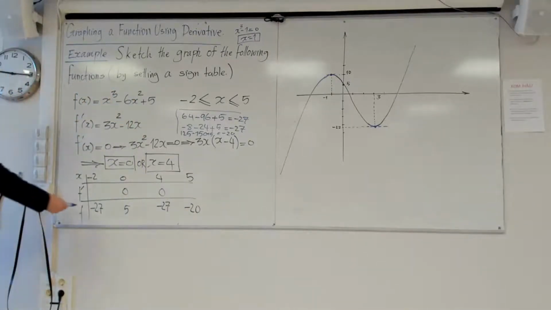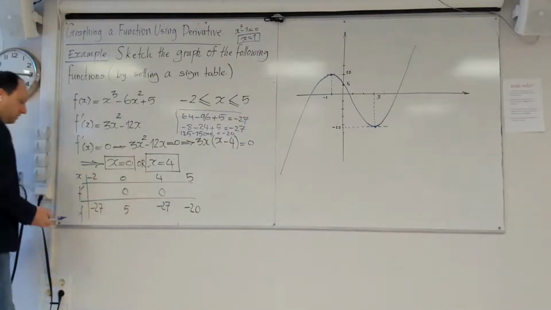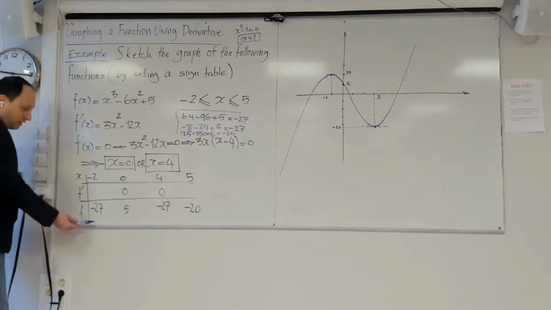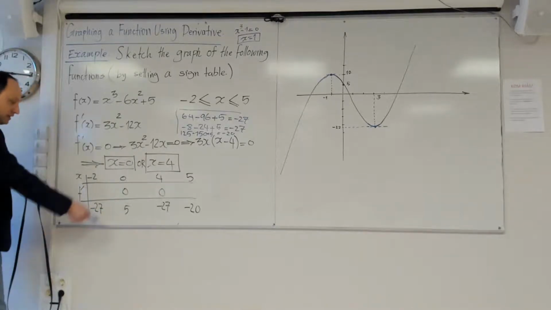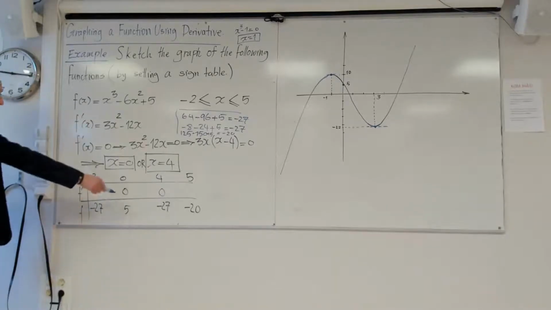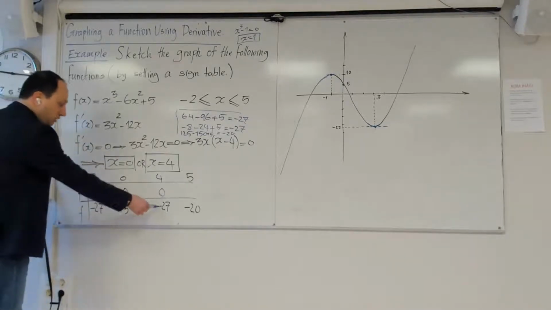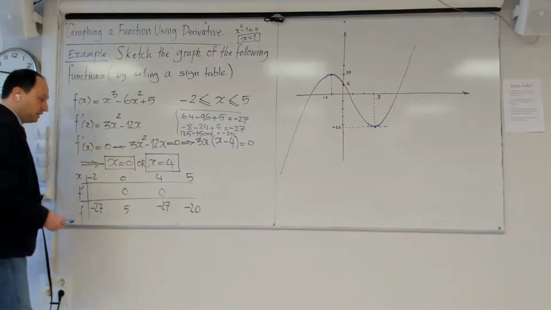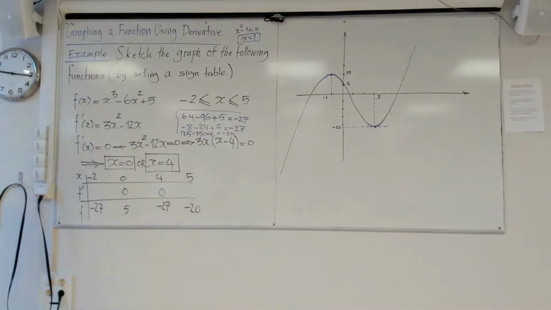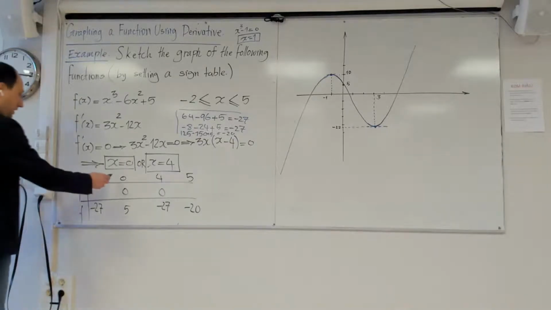Of course, you don't consider this as cheating, because I was at minus 27 and I have reached 5. It's clear that I am increasing. It's not possible to decrease from minus 27 and reach 5. And from 5 to minus 27, I'm definitely decreasing. And from minus 27 to minus 20, I am increasing.